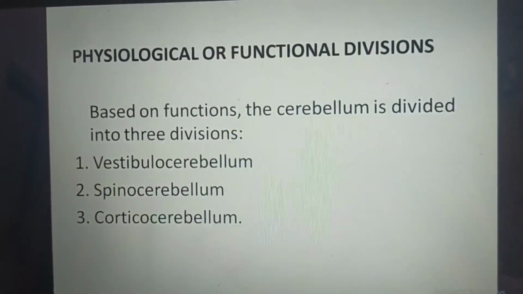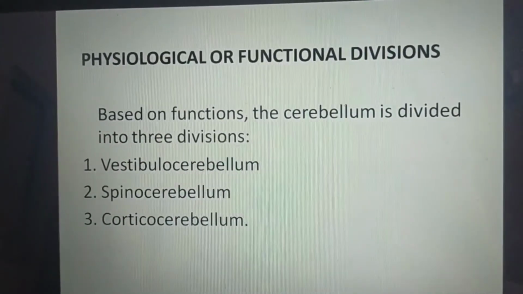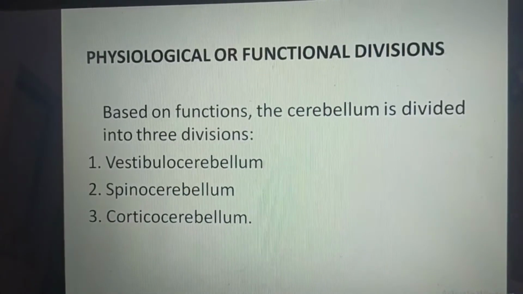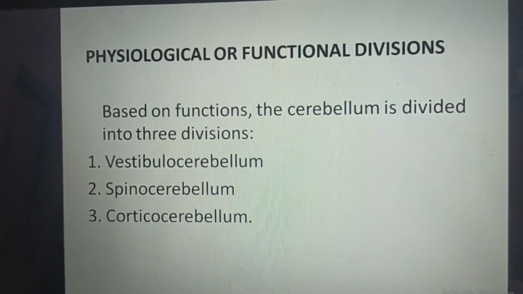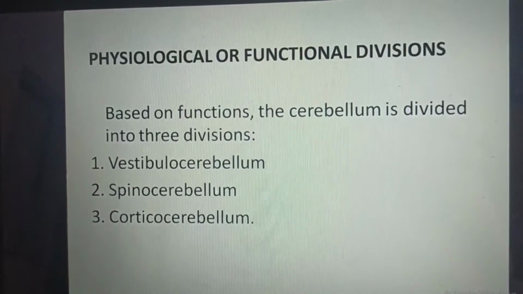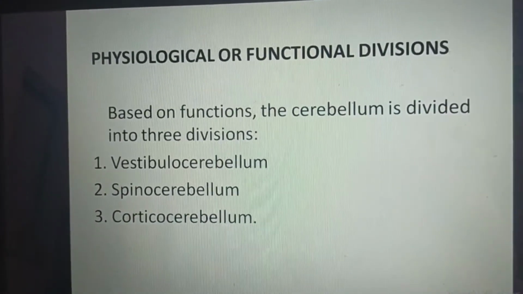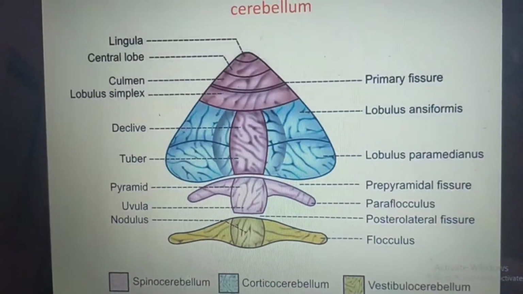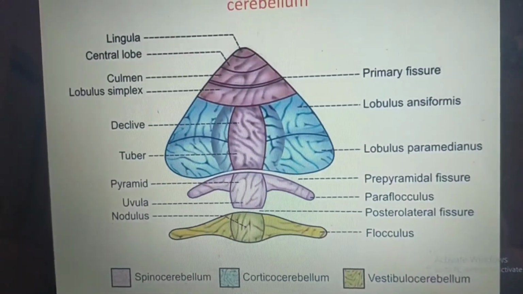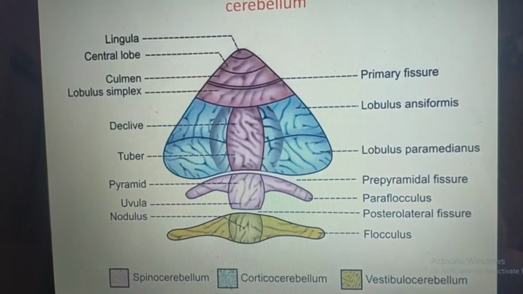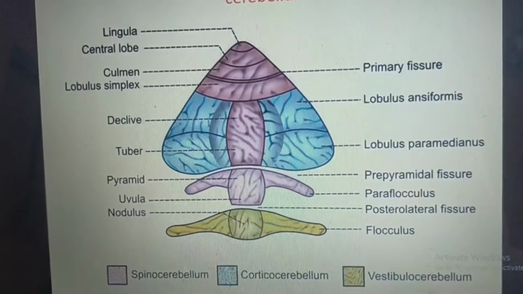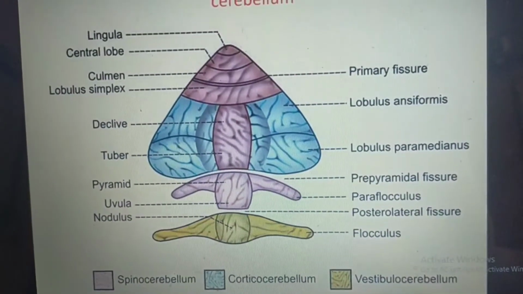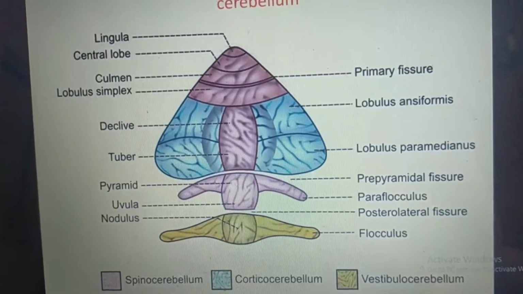Here we will only talk about the physiological division or functional division. So based on functions, the cerebellum is divided into 3 divisions. First is the vestibulocerebellum, second is the spinocerebellum, third is the corticocerebellum. So in this figure, again, the pink part, these are the parts of spinocerebellum, blue are the parts of corticocerebellum, and brown or yellow are the parts of vestibulocerebellum.